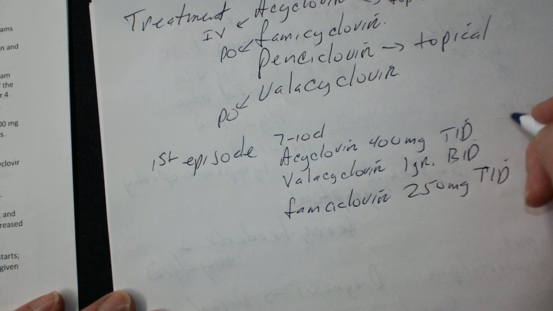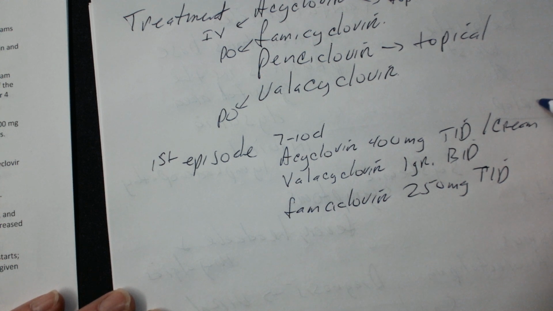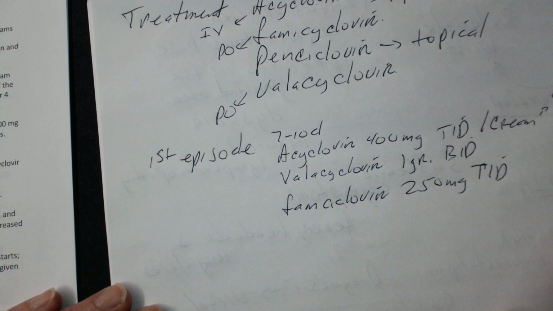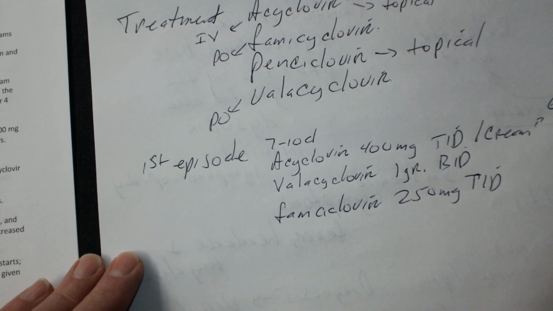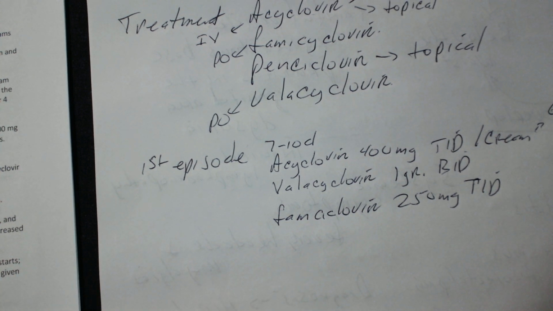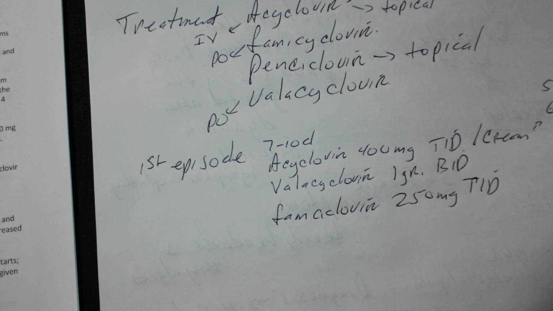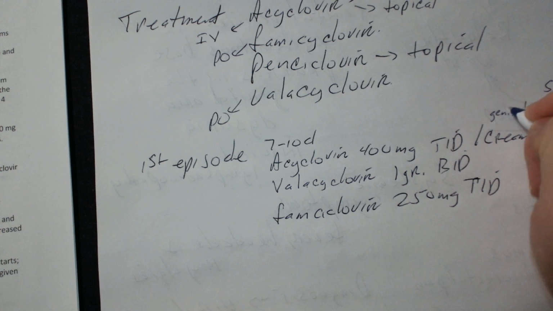The cream, if you're using the cream, you are going to apply it 6 times a day for 7 days. If you're using the cream on your lip for recurrent herpes labialis, then you use it 5 times a day for 4 days. So this would be the case for genital. This would be the case for labial.